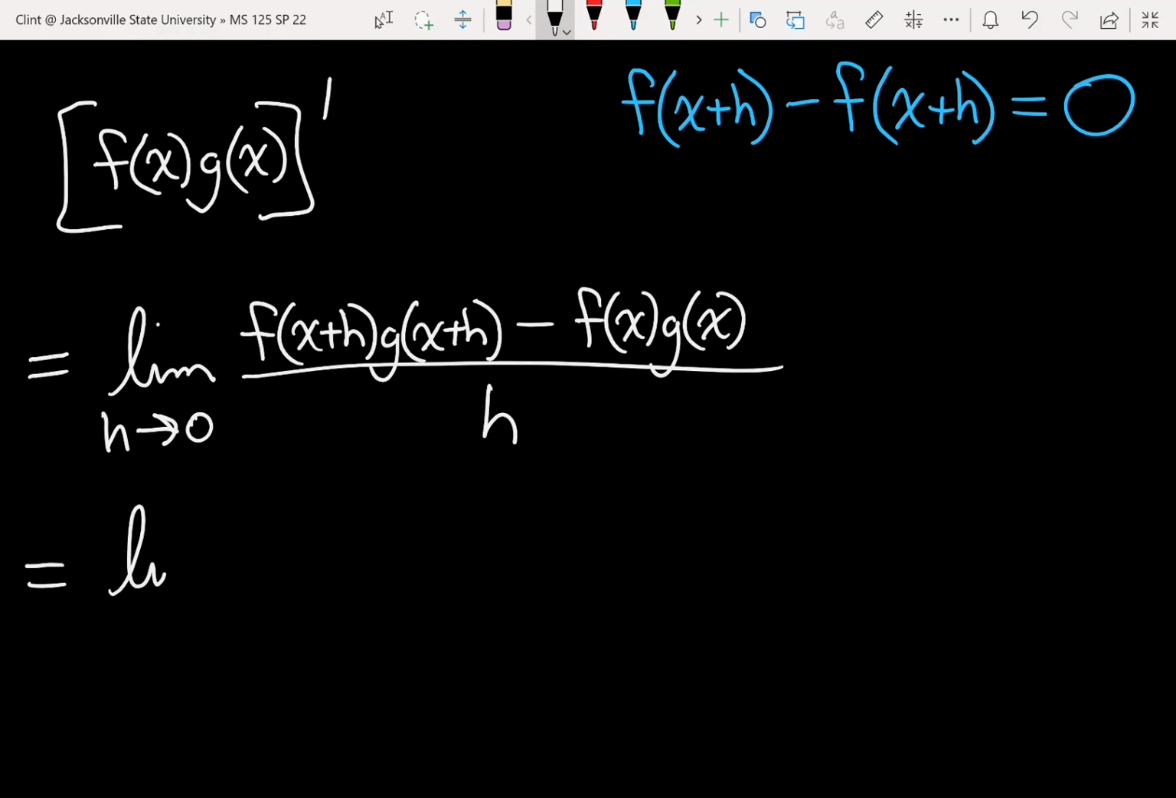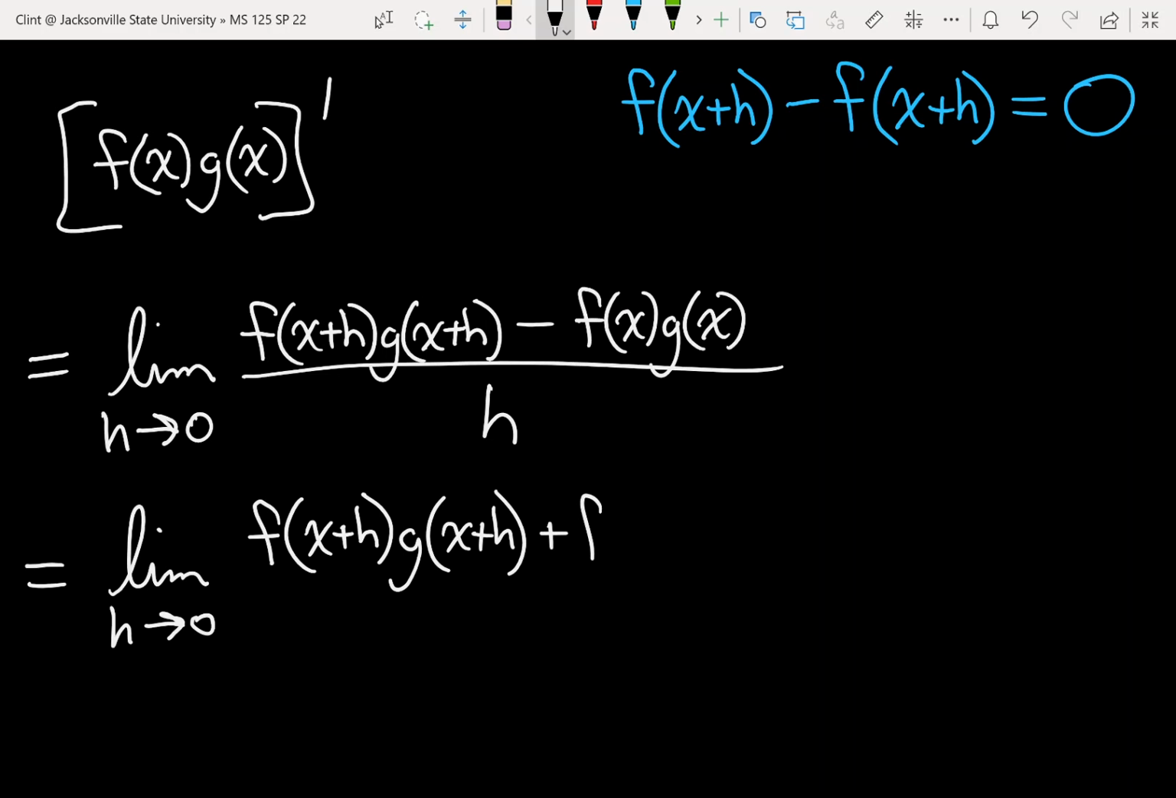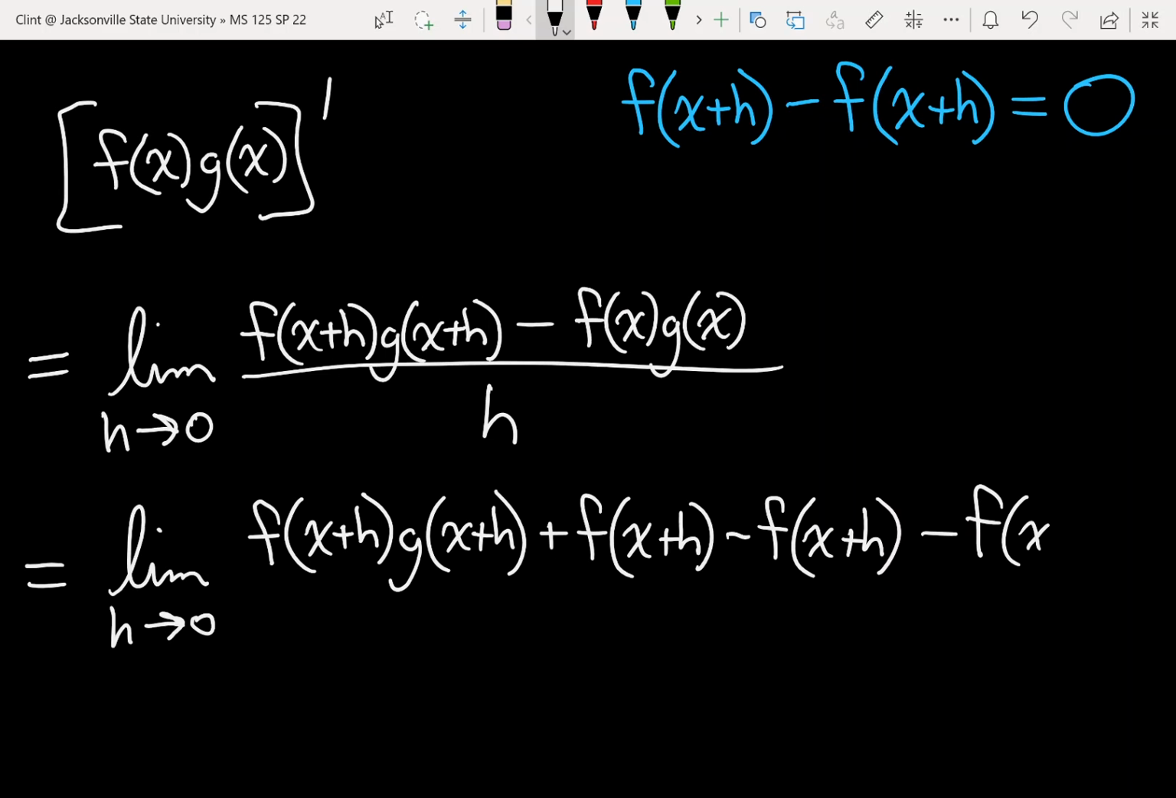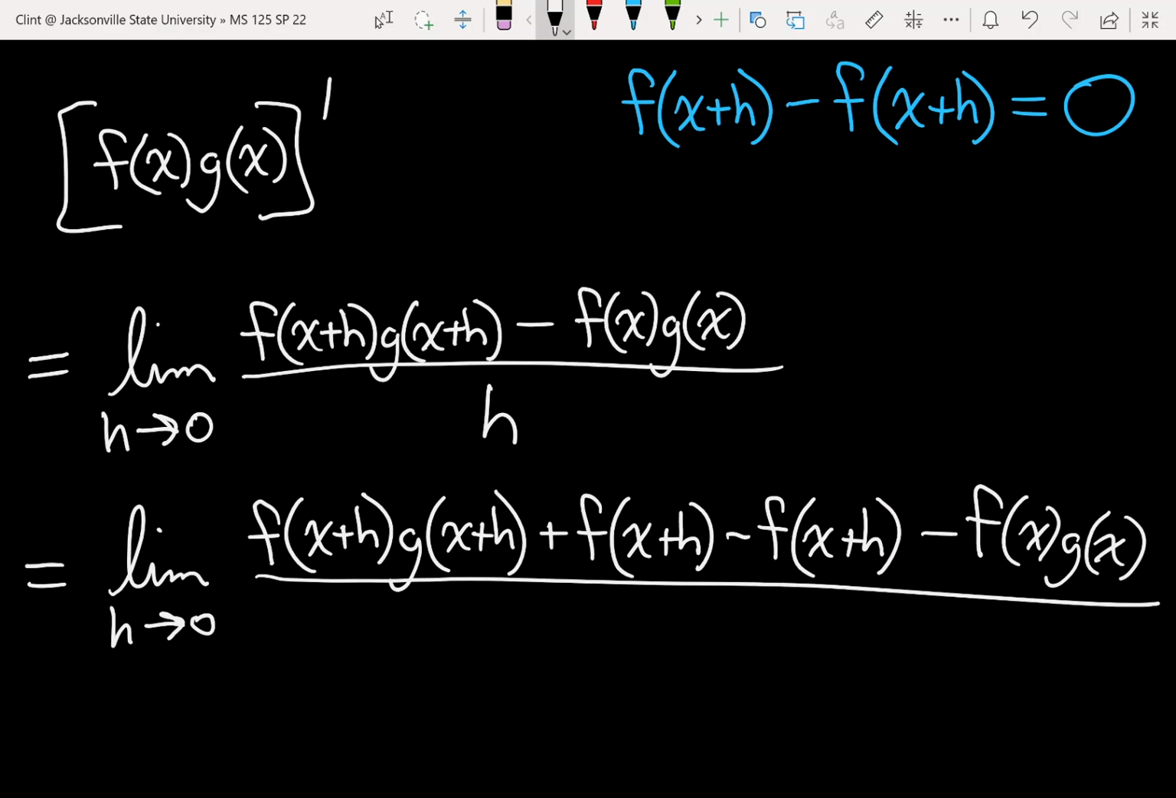Again, you're not going to have to memorize this proof or anything. I want to show you where it comes from. So we'll have f of x plus h, g of x plus h. And then I'm going to add my middle term, so plus f of x plus h, minus f of x plus h, minus f of x g of x. So we haven't changed anything, we've just changed the form that we've written it in.